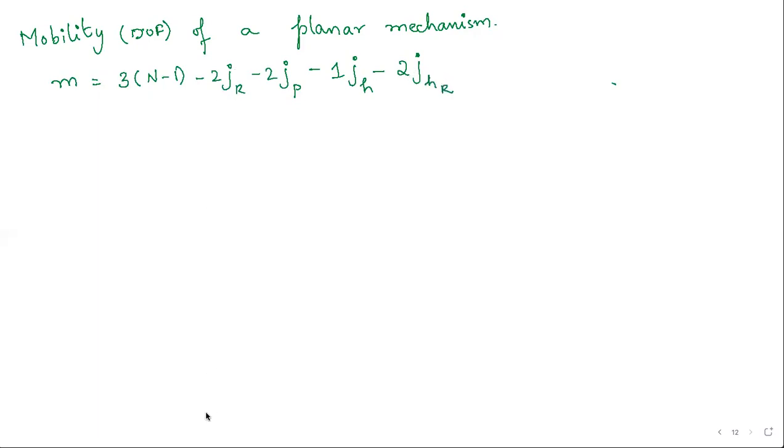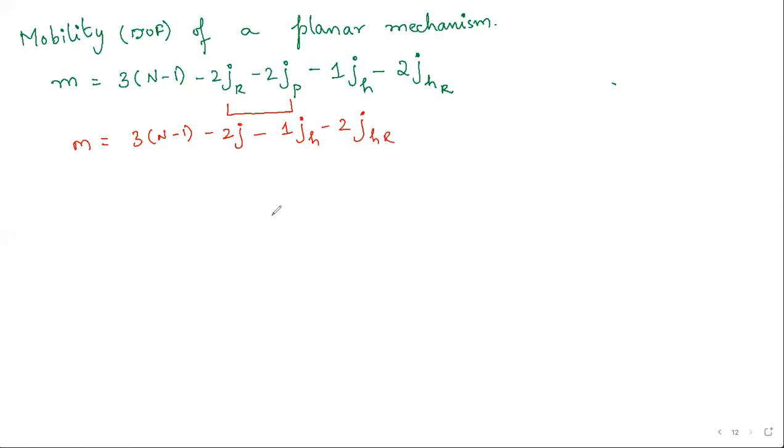So now here I will make few changes. See, these both are lower pairs and same, right? So instead of these both, I will just write 2j, which is lower pairs. I'll modify the formula. Mobility is equal to 3 into n minus 1, minus 2j. These are all the lower pairs. Revolute or prismatic are same, right? So I can write them as lower pairs. And now I can write this 1jh minus 2jhr for pure rolling. Okay, so this is the mobility equation.